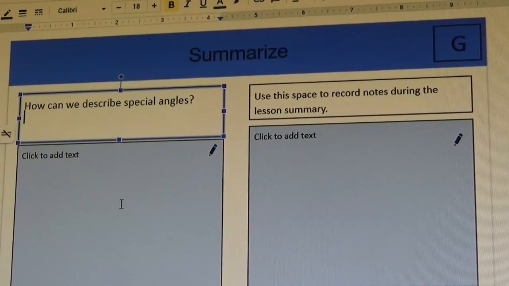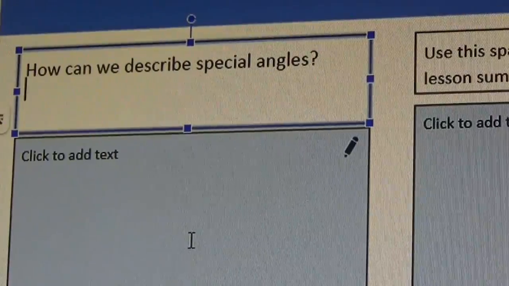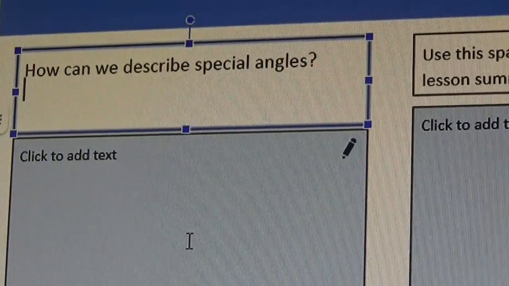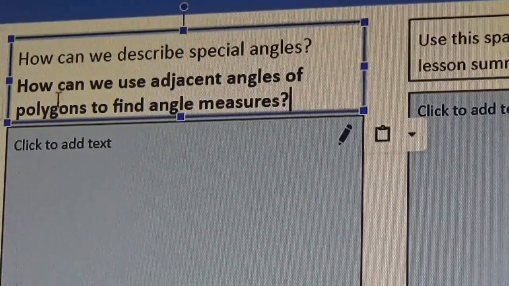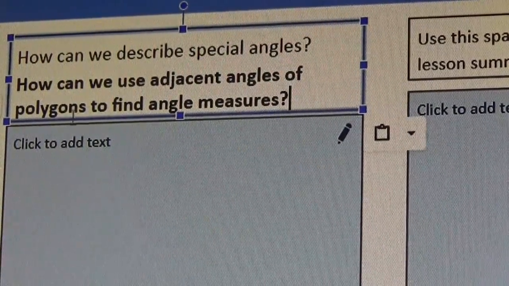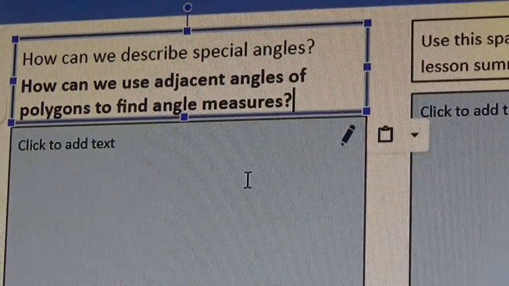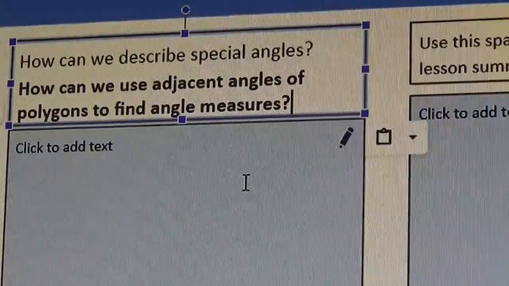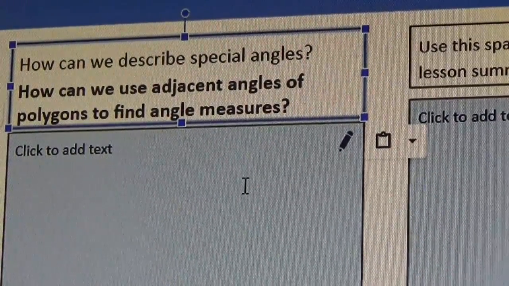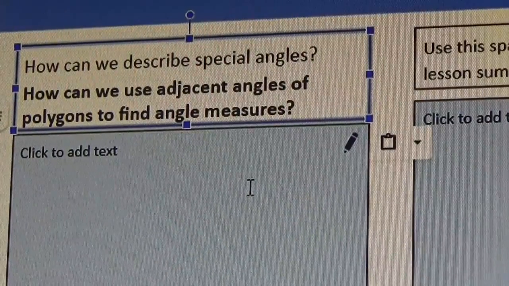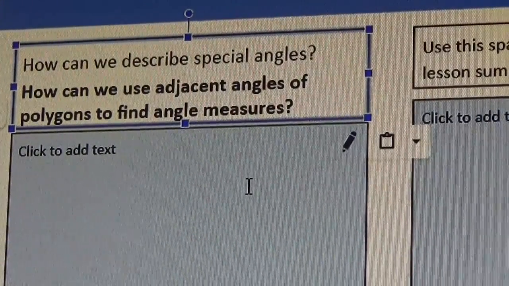Now we've reached the summary, which is a place for you to describe what you've learned today. How can we describe special angles? As a hint, you might want to answer this question. How can we use adjacent angles of polygons to find angle measures? Let's pause here to reflect and write your response. Feel free to look back at your wonderful work to find the answers and some examples to help you explain.